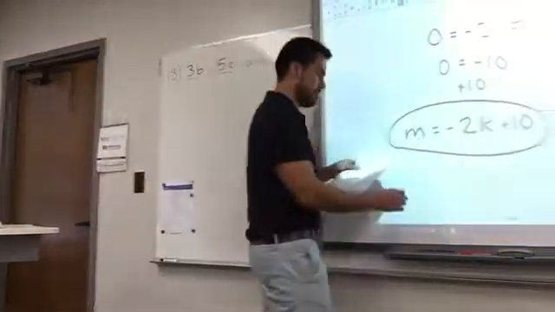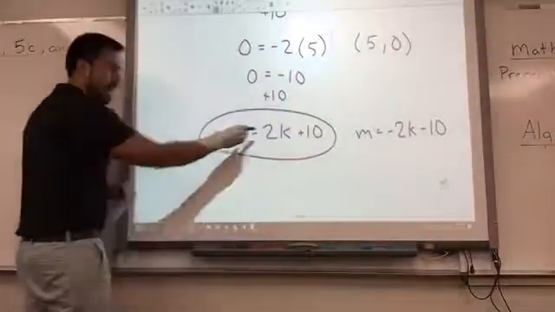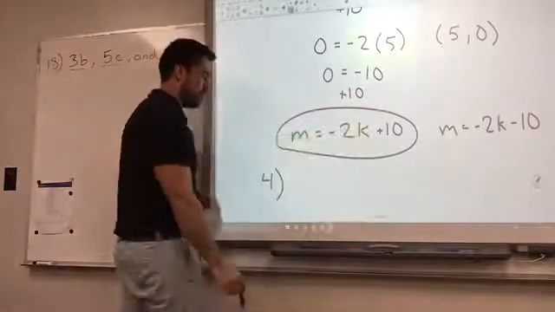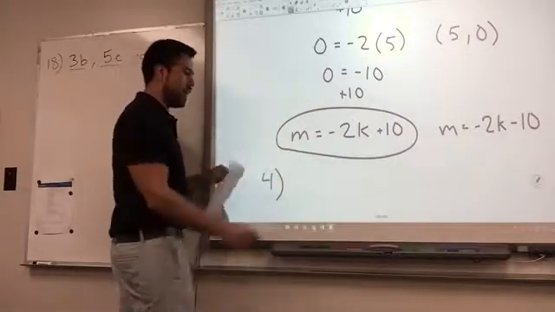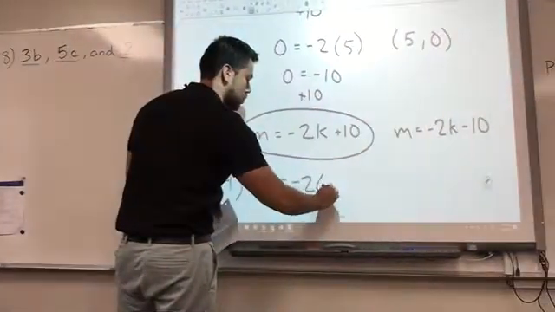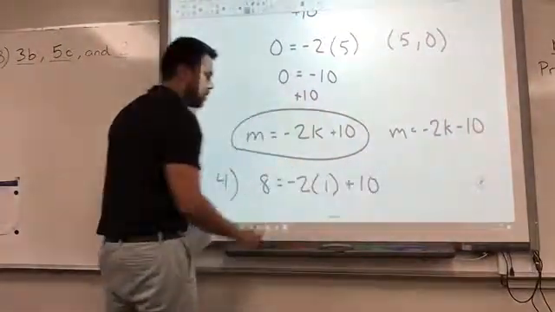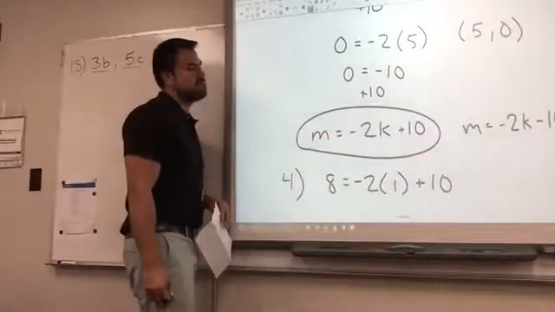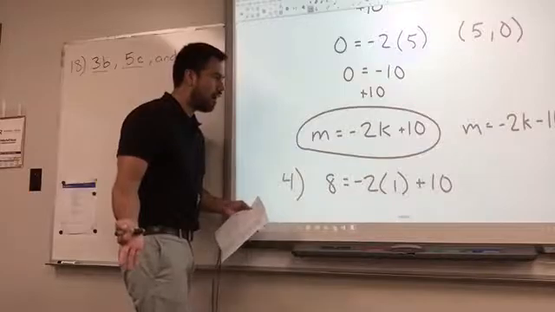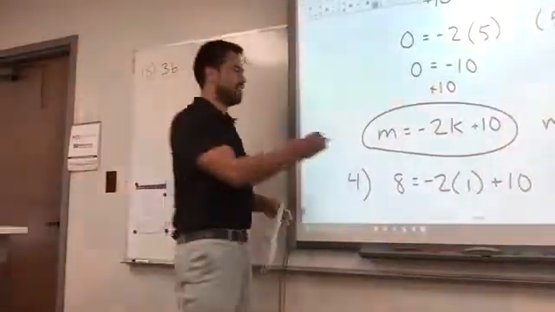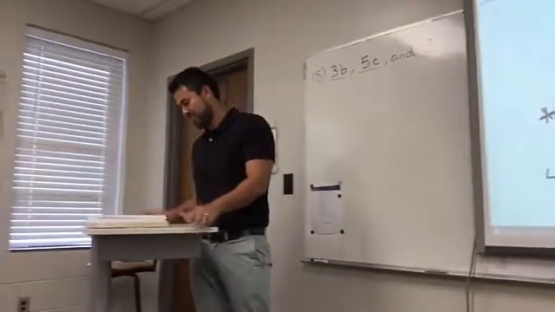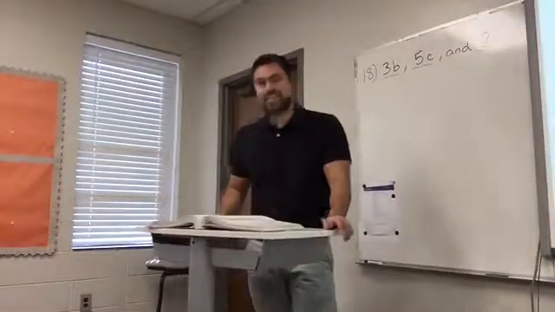Okay, let's test it out here. 1, 8, right? So I think this is my fourth step. 1, 8. Let's see. 8 equals negative 2 times 1 plus 10. Does that work? It works. We got it. This is my equation. A pattern within a pattern. Isn't that nice?